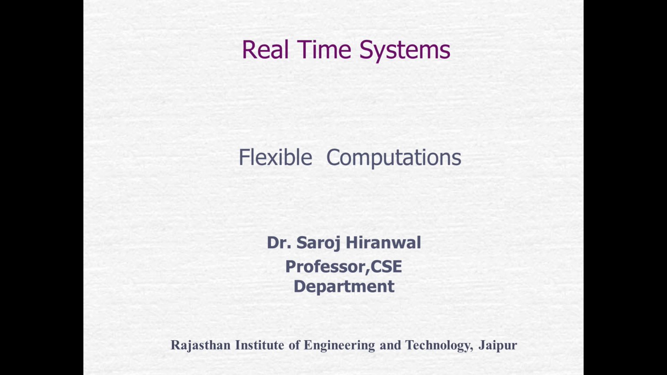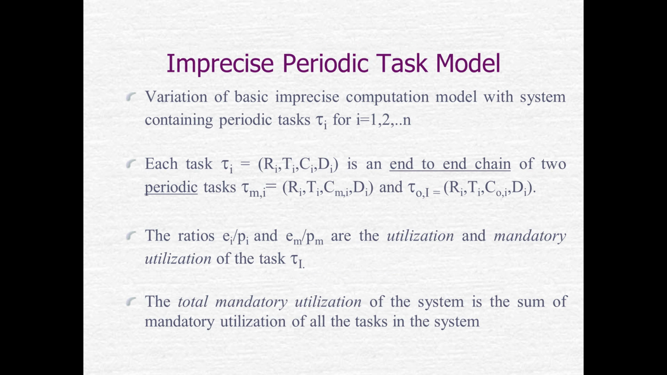Good morning, students. Today we again discuss some remaining parts of flexible computations in the imprecise periodic task model. As we know, the periodic task consists of four tuples: phase, period, execution time, and deadline. So this is just the notation of these tasks, optional and mandatory tasks associated with these four tuples.